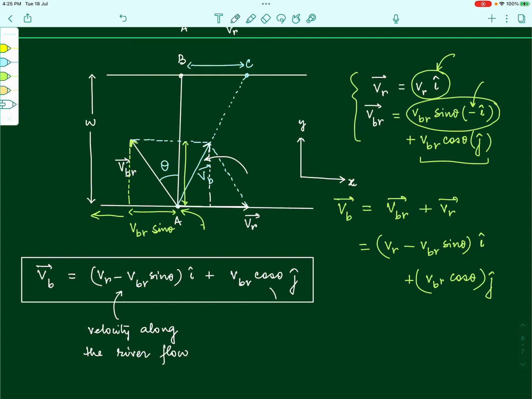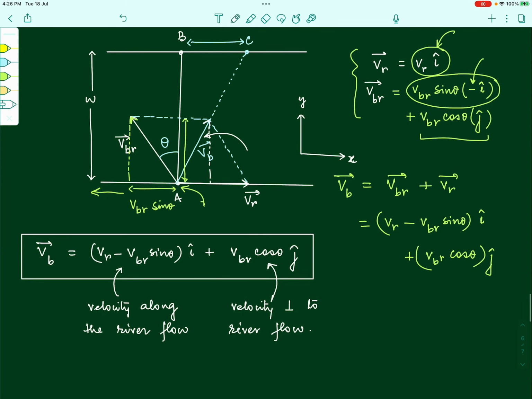Do we understand that it is the component VBR cos theta which will help the boat cross the river, because this is the velocity component across the river, perpendicular to the river flow? It is this component of velocity which will help the boat cross the river. This one aspect is very important to understand, and now we can find a few quantities from here. The first thing that we look for is the time taken to cross the river.